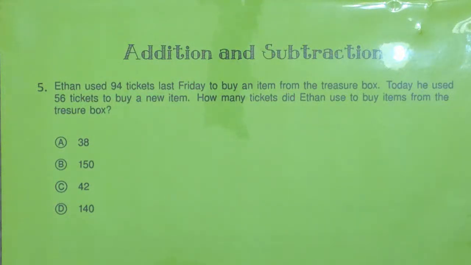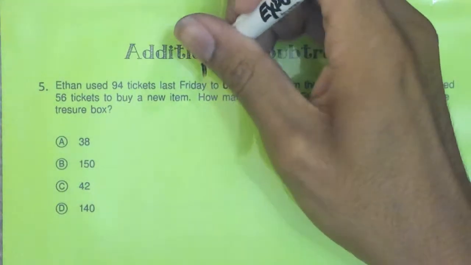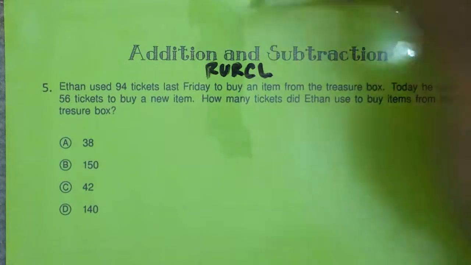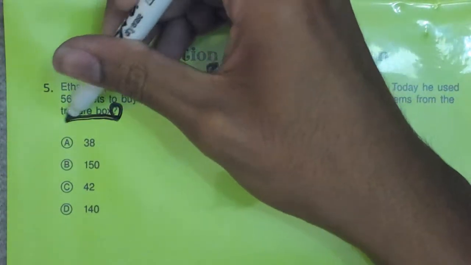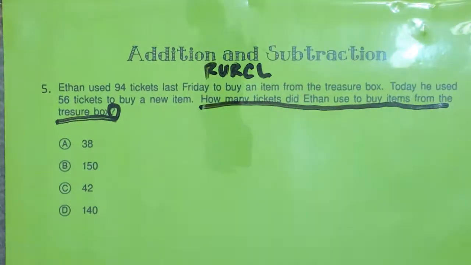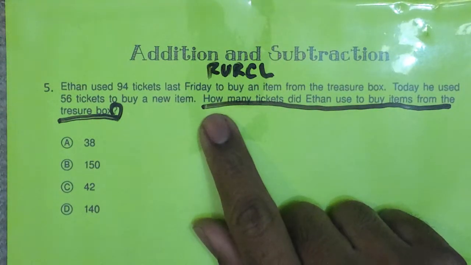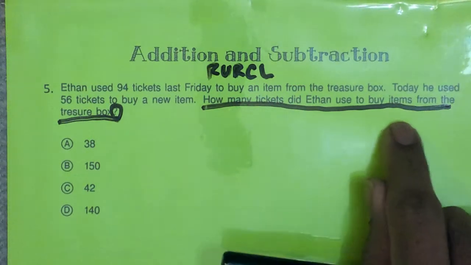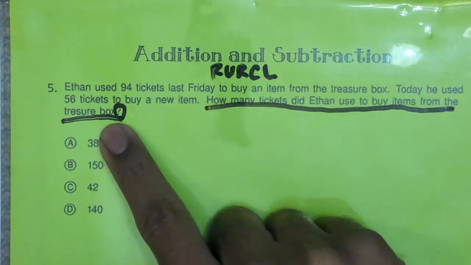Hi friends, go ahead and take out this green paper that's in the middle of your table. Let's start with, are you reading closely and looking? And let's circle the question mark and underline the sentence going all the way back to the beginning of the sentence and put your finger on how. It says, how many tickets did Ethan use to buy items from the treasure box?